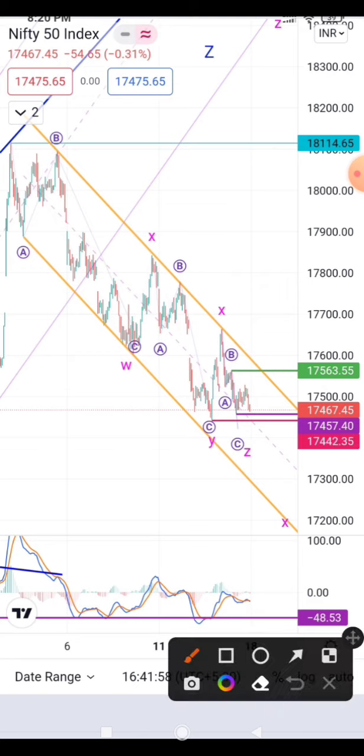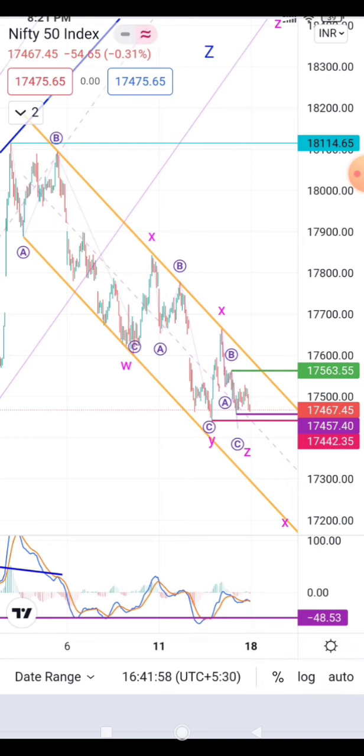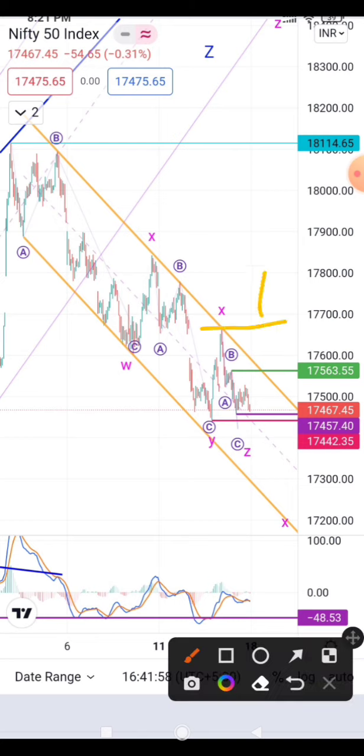So let's find out the target for the C wave or Z wave on the downside. By the way, again you see here a complex correction: W, X, Y, X, X, and Z wave. Okay, so Z wave is going on the downside with internal ABC moves. So this is ABC drawn here. So unless Nifty breaks this X high, we cannot assume that retracement has started as of now.